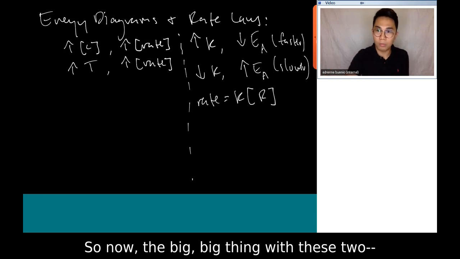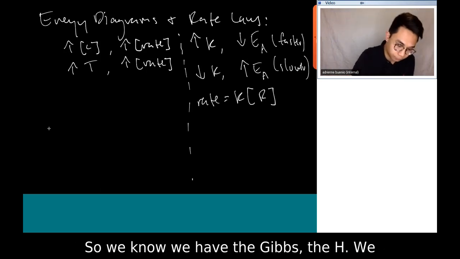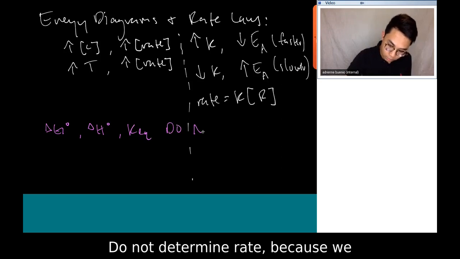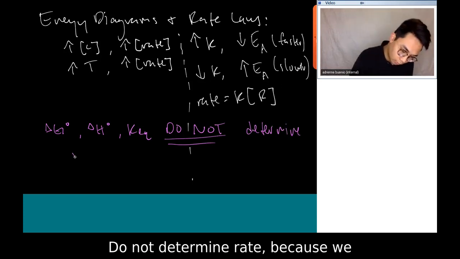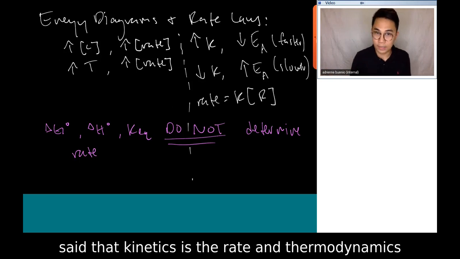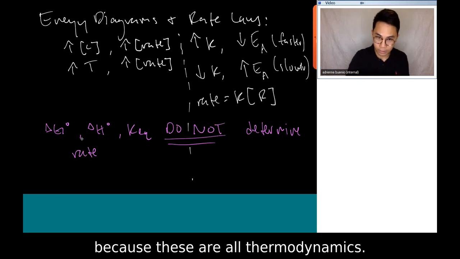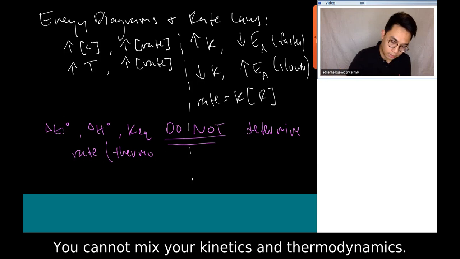So the big thing with these two, actually for both of them, is this: we know we have the Gibbs, the H, we have the equilibrium constant. Do not determine rate, because we said that kinetics is the rate, and thermodynamics is the energies, because these are all thermodynamics. So these are thermo only, right? You cannot mix your kinetics and thermodynamics.